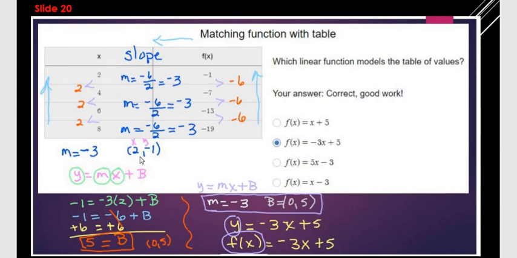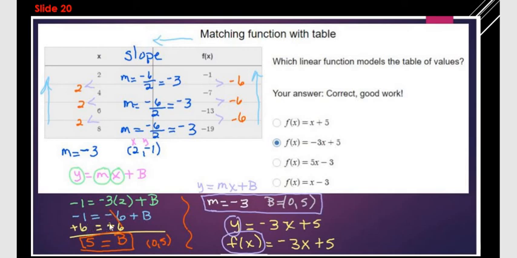So I'm going to use 2 and a negative 1. My slope I've already found is negative 3. Substitute out y, m, and x. So my y is a negative 1, my m is negative 3, my x is 2. Now multiply. Negative 3 times 2 is a negative 6. So I'm going to put plus 6 on both sides.